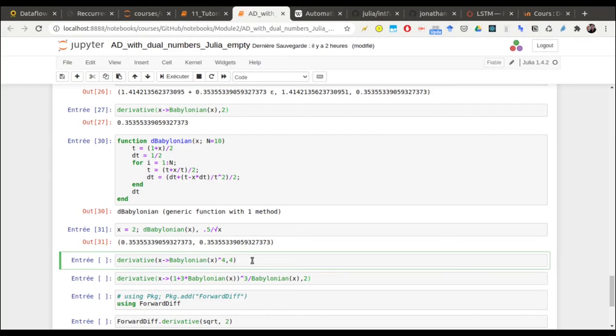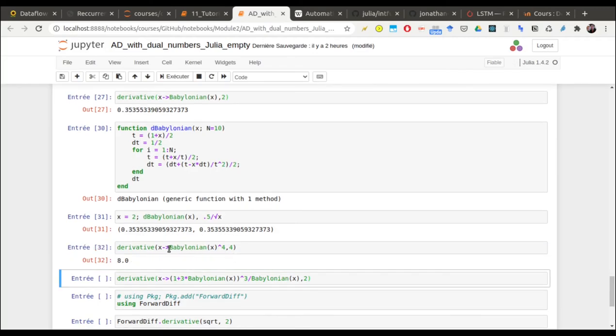So now you can take more complex formulas as you want. For example, this one. So what is this function? Remember, Babylonian of x is just the square root of x. So to the power 4, this is just x squared evaluated at 4. The derivative of x squared is 2 times x. 2 times 4 is equal to 8.